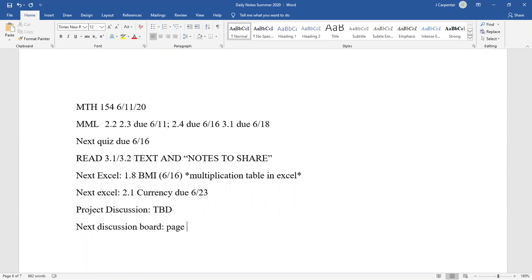And that was page 103, right? 1 through 6. B, the age of 40. 5 exclamation marks. Show its importance. Okay.